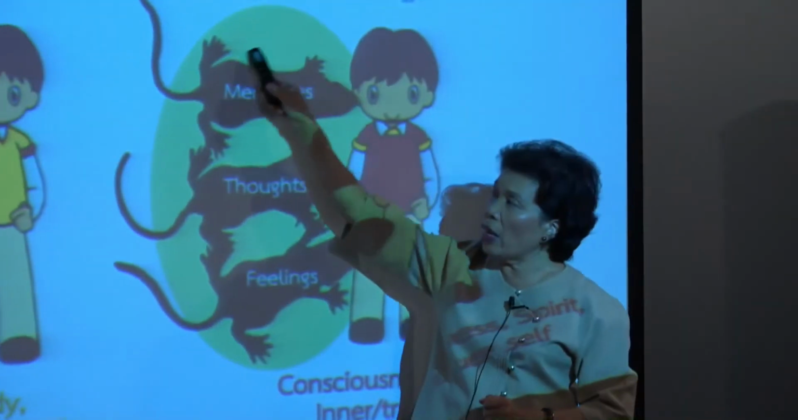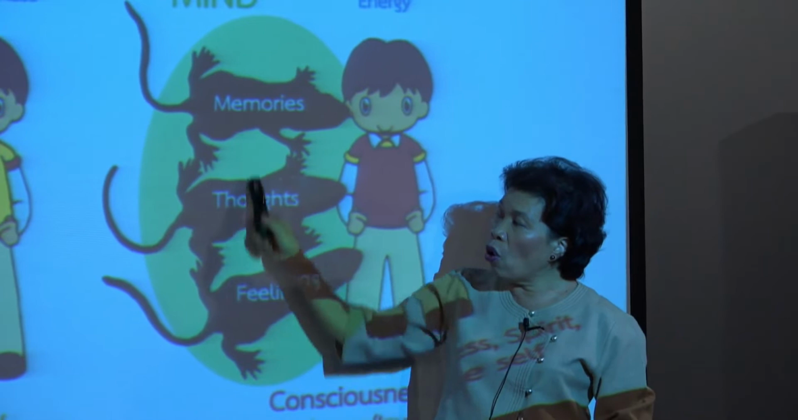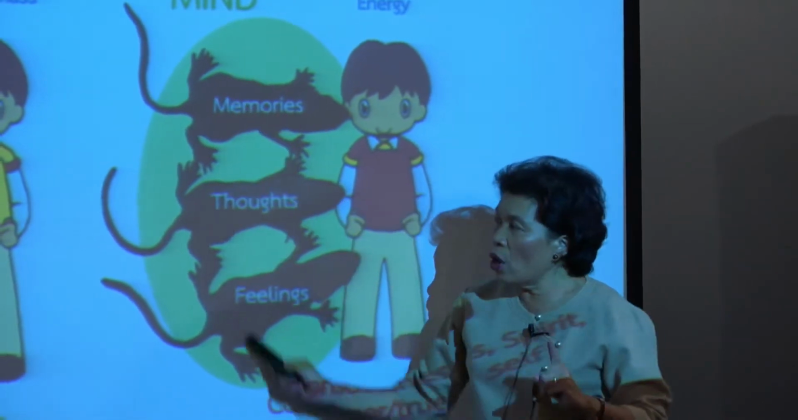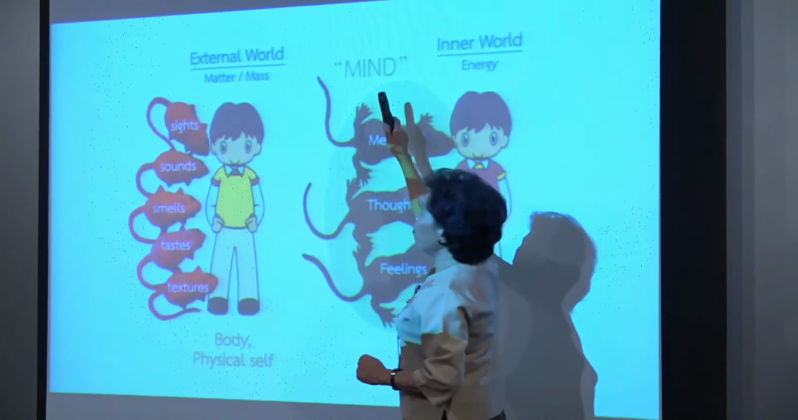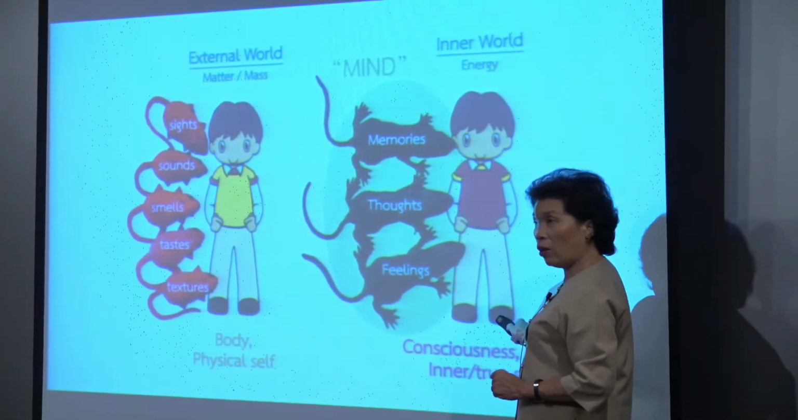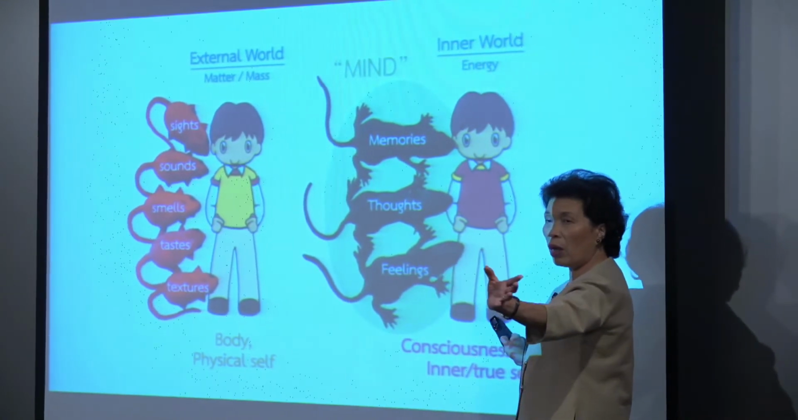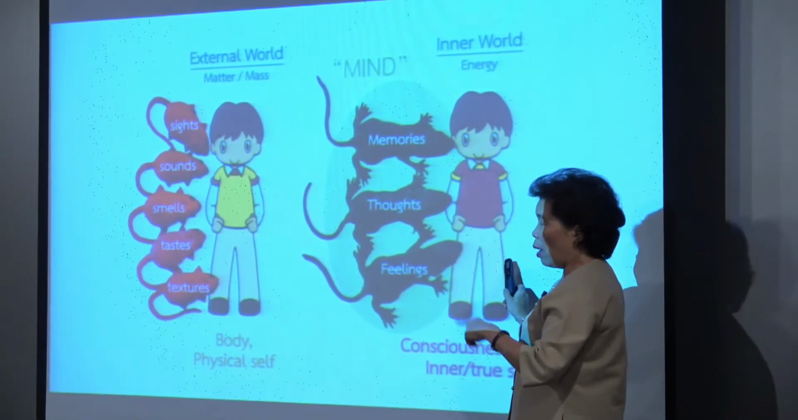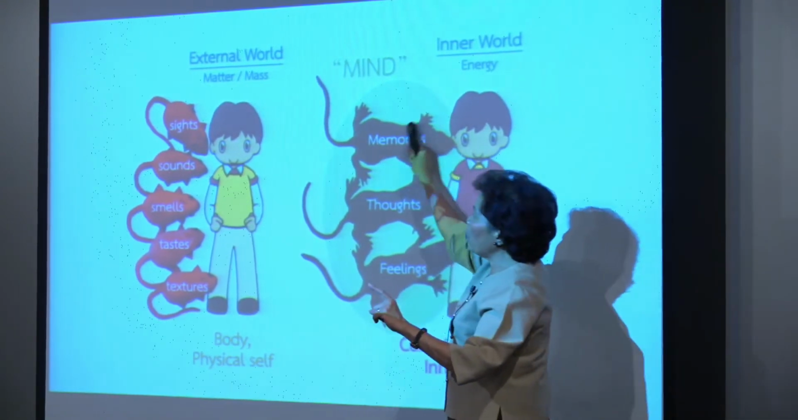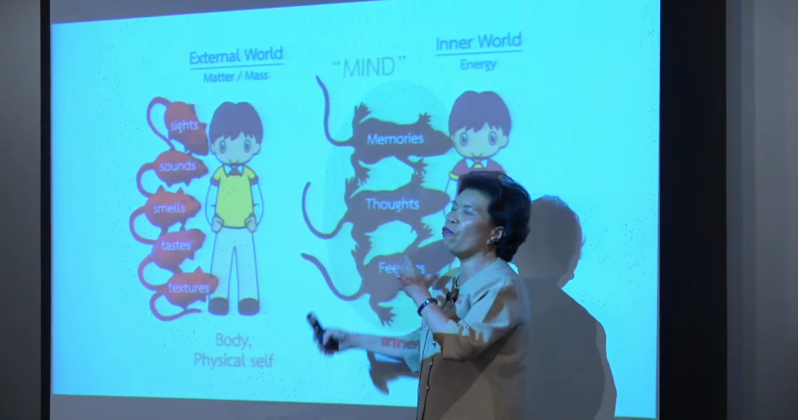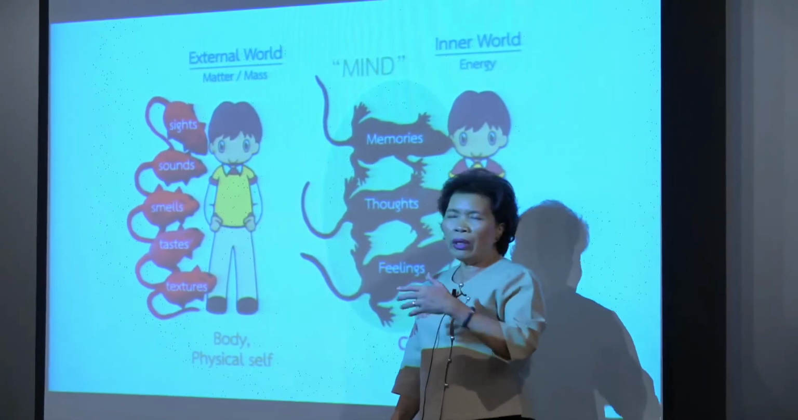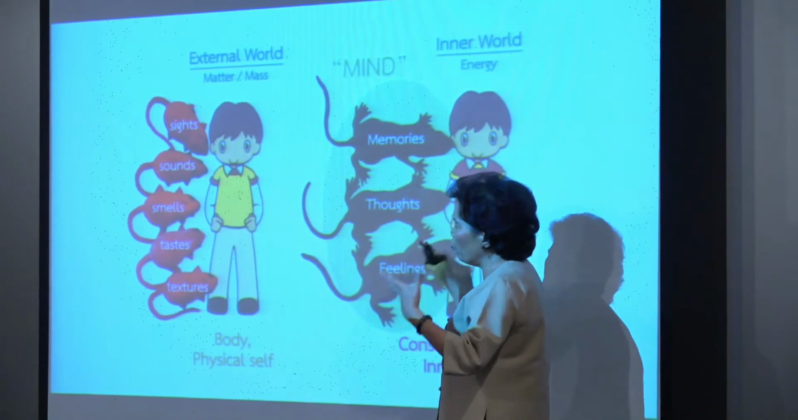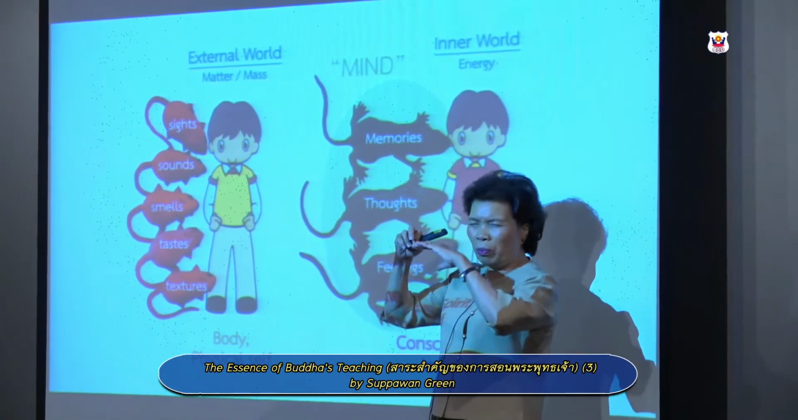So memories, thoughts, and feelings, I will round them up and call this mind, M-I-N-D, mind. So in this picture, you have the body, the mind, and the spirit or consciousness, which is the very famous terminology that we use in the Western world: body, mind, and spirit, or body, mind, and consciousness. But you know that this area of the terminology is very cloudy, very ambiguous, because they are non-physical in nature.